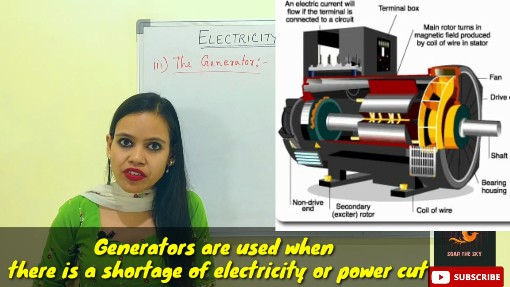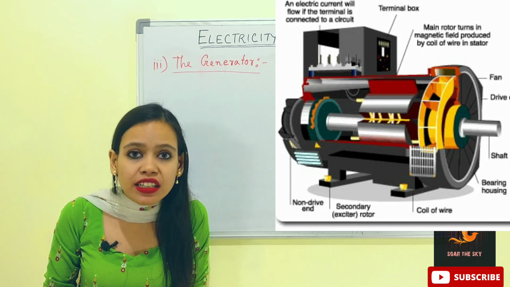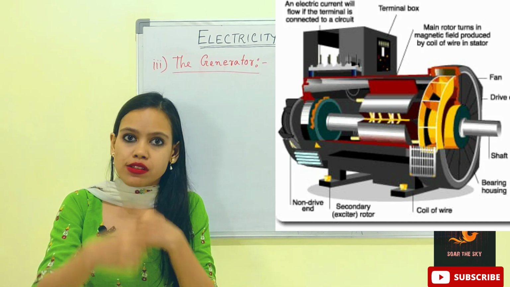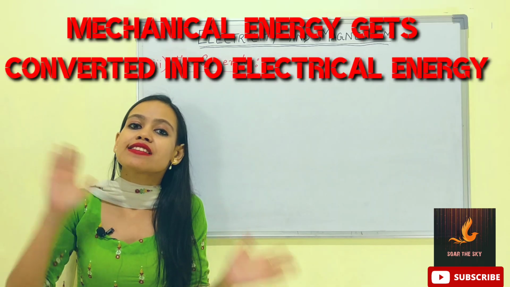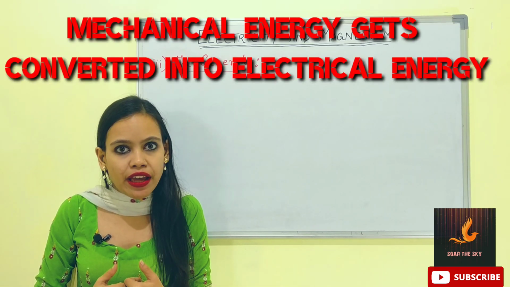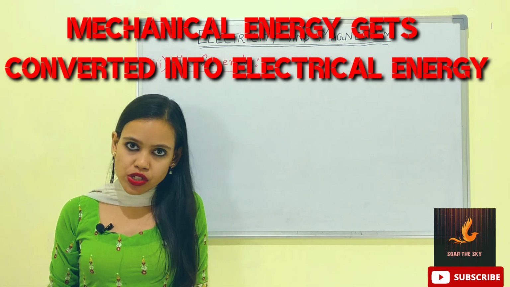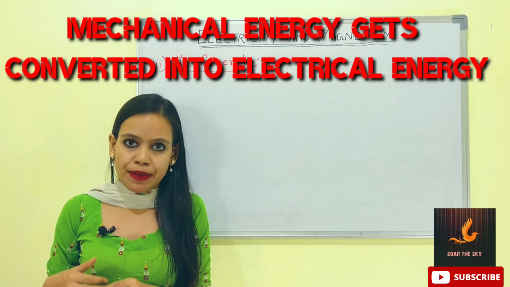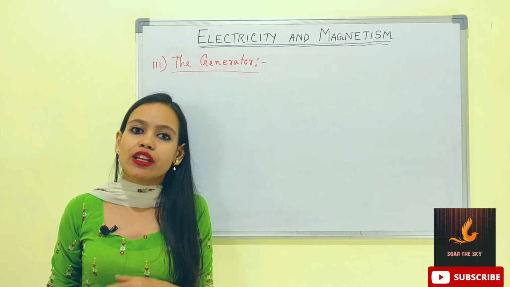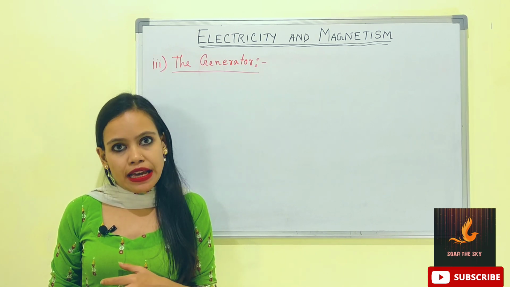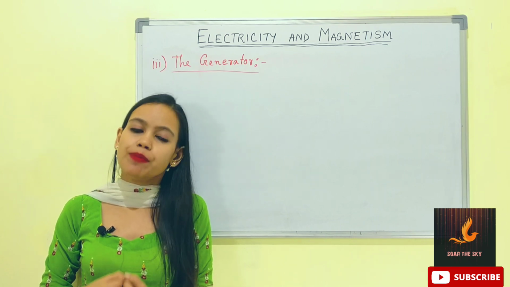What happens in a generator, as you can see in the diagram, is that as the motor constantly moves, the mechanical energy of the generator gets converted into electric energy, and that electricity is supplied to our house as a substitute for the power supplied by the power station. And with the help of a generator, we can use the electrical appliances as we use them with the electricity generated from the power station.